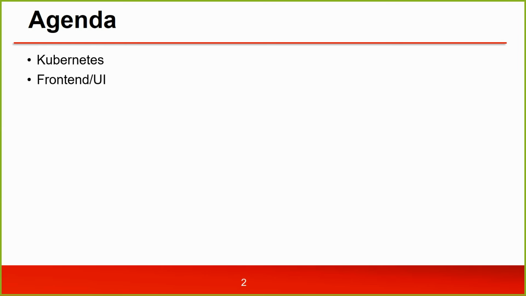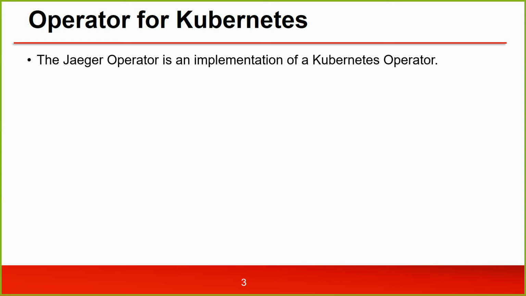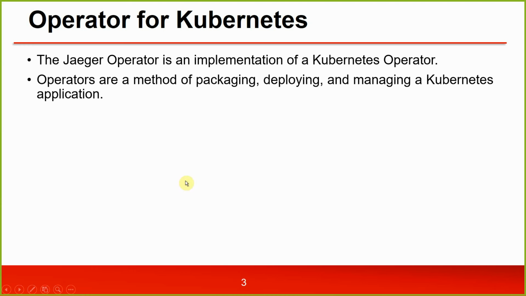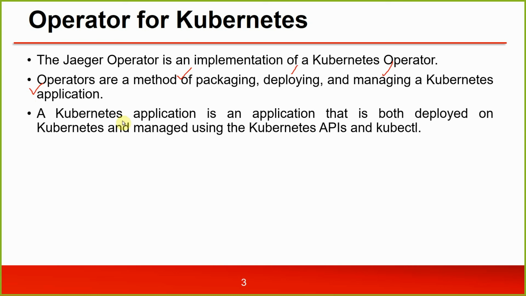The agenda is Kubernetes, Frontend UI, CLI flags, security of Jaeger, and operators for Kubernetes. The Jaeger operator is an implementation of a Kubernetes operator. Operators are what? Operators are a method of packaging, deploying, and managing a Kubernetes application. So we have created a package for this Jaeger application to be deployed and managed in Kubernetes. So what is a Kubernetes application?